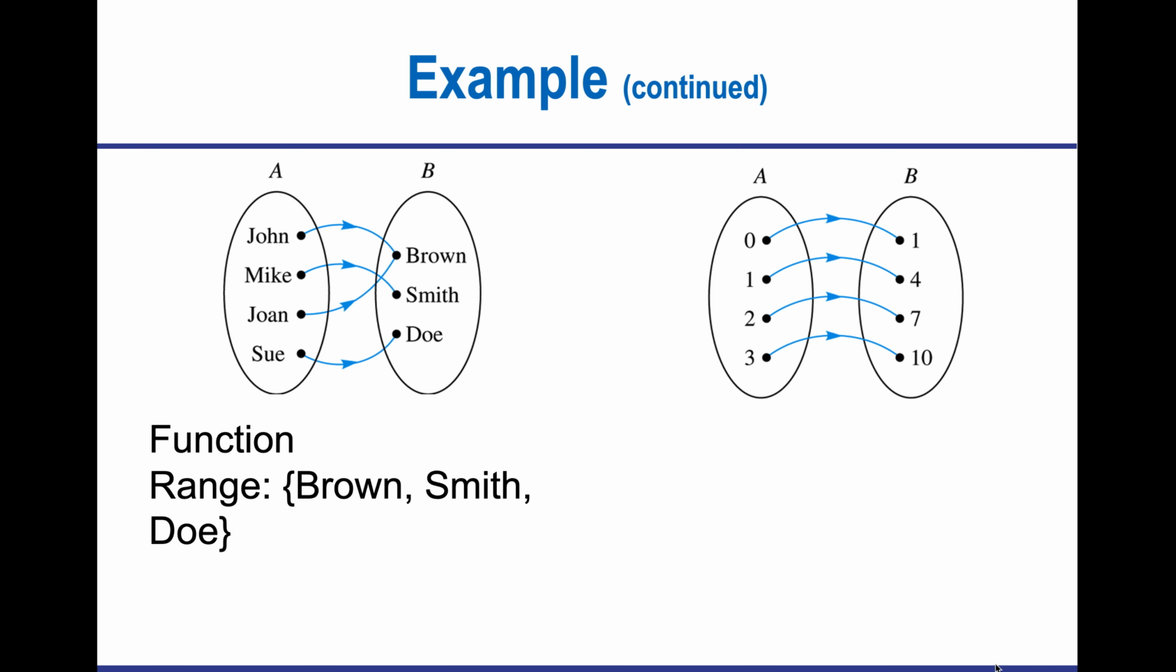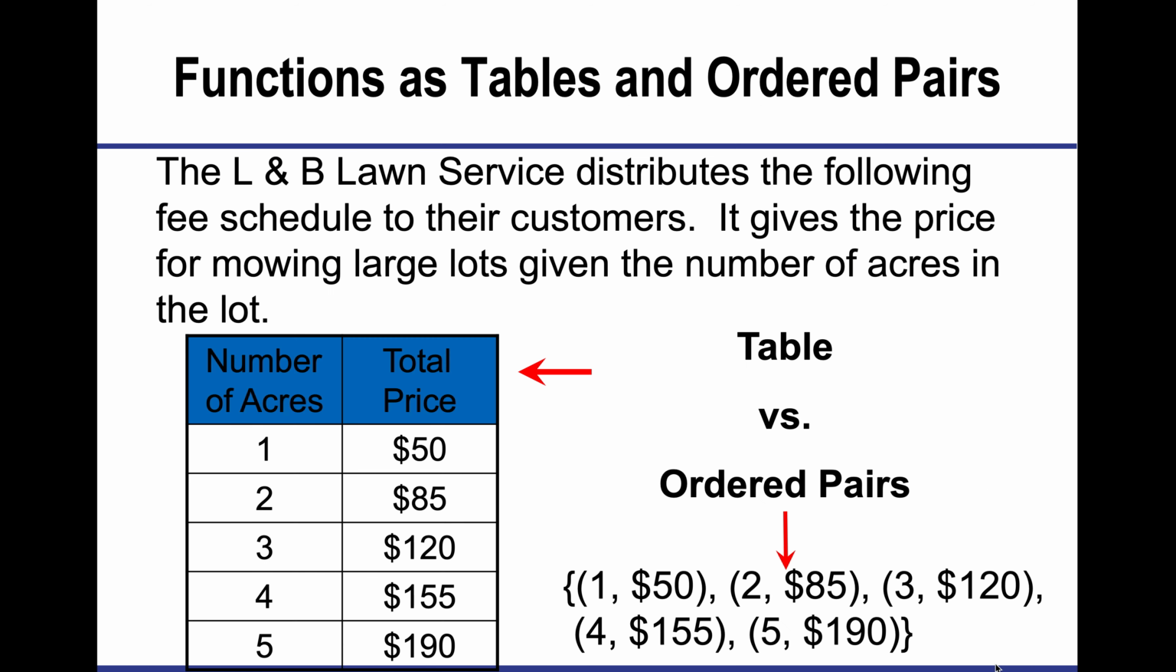Here I have a function and my range would be Brown, Smith, and Doe. If I was looking for a domain, it would be John, Mike, Joan, and Sue. Here in the second one, it is a function and the range is the different values on the right.